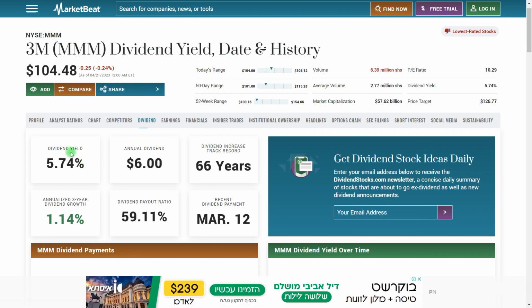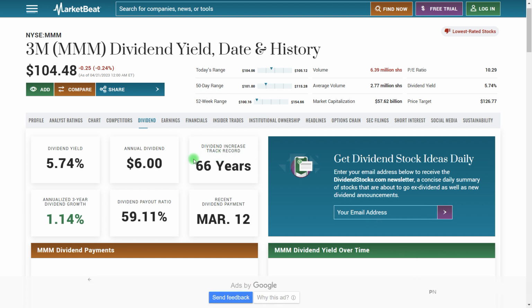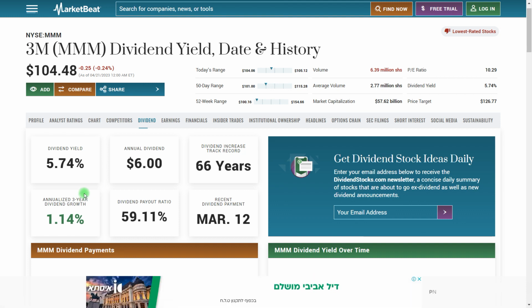Let's have a look at the 3M dividend history. So we see dividend yield 5.7%. The dividend increase track record is 66 years. So actually we see that now it's a dividend king. It's a company that increased dividends for more than 50 years. Very impressive. And the annualized 3-year dividend growth is higher than 1%. It's a very positive and nice sign.